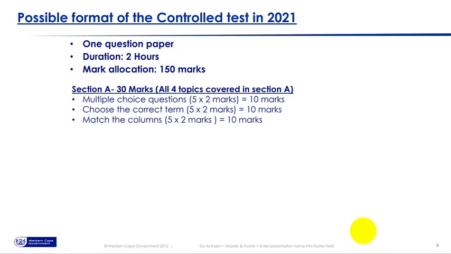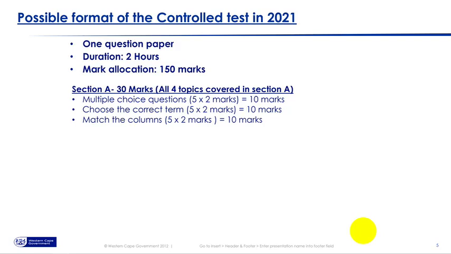And it will be tested in multiple choice questions, where you're going to have 5 multiple choice questions, and the value of each multiple choice question is 2 marks. So 5 times 2 marks gives you 10 marks. So the multiple choice will count 10 out of the 30 marks in Section A. Then choose the correct term. There will be 5 terms that you will have to put in the right place, and each will be 2 marks. So again, 5 times 2 is 10 marks.